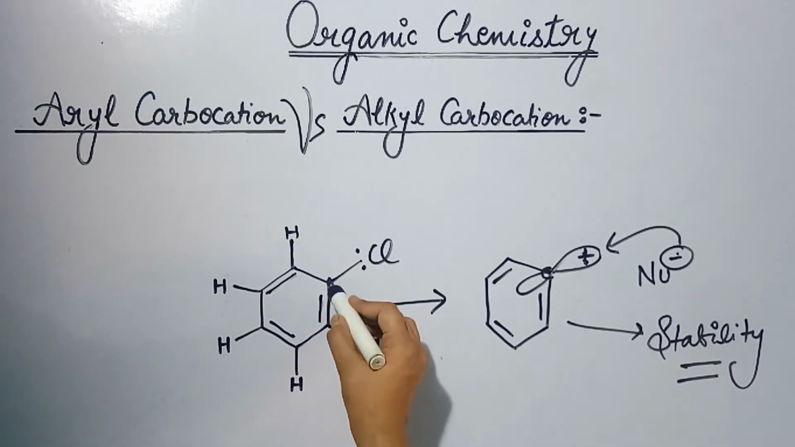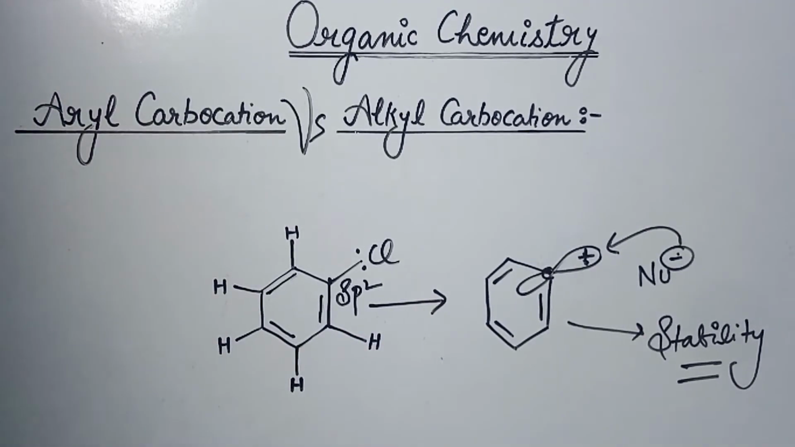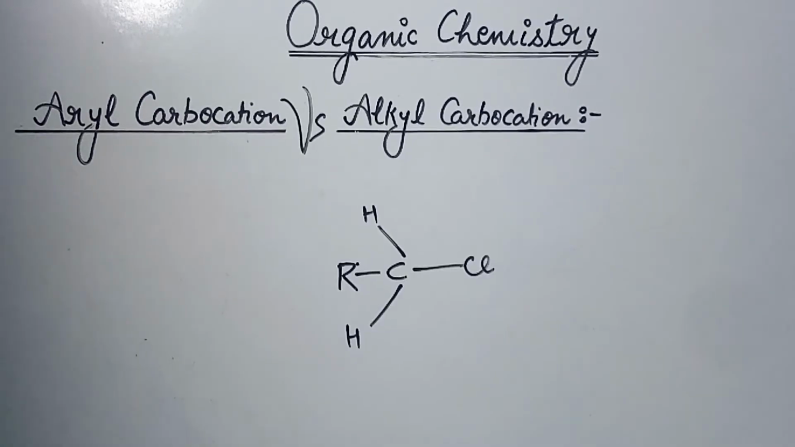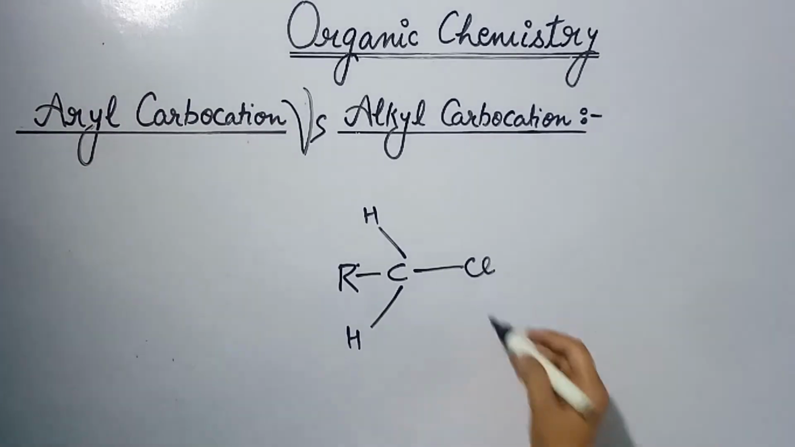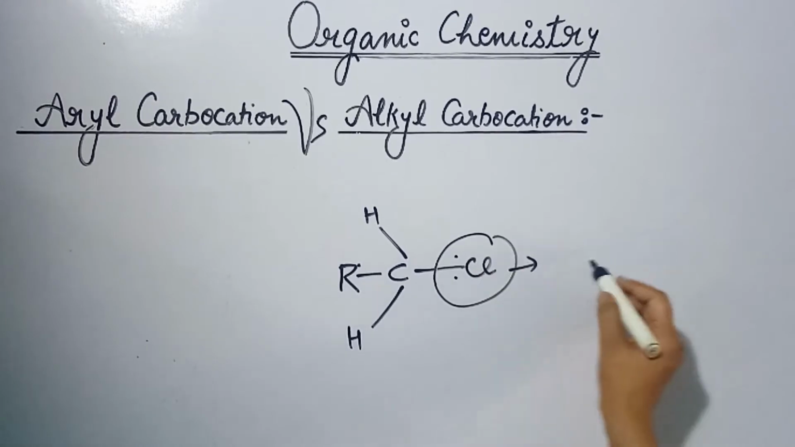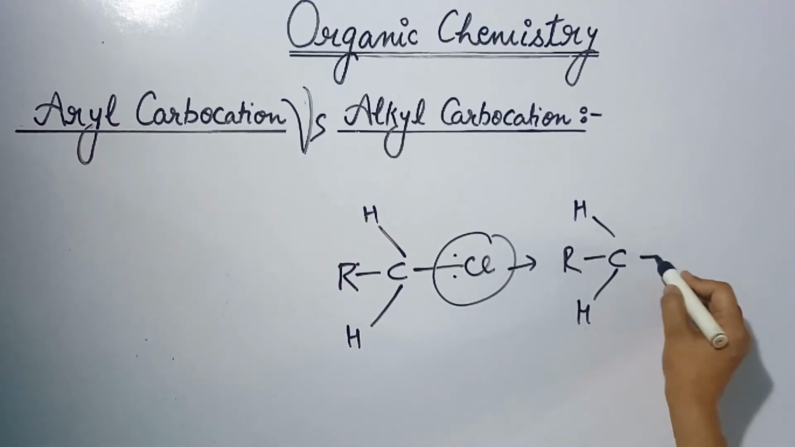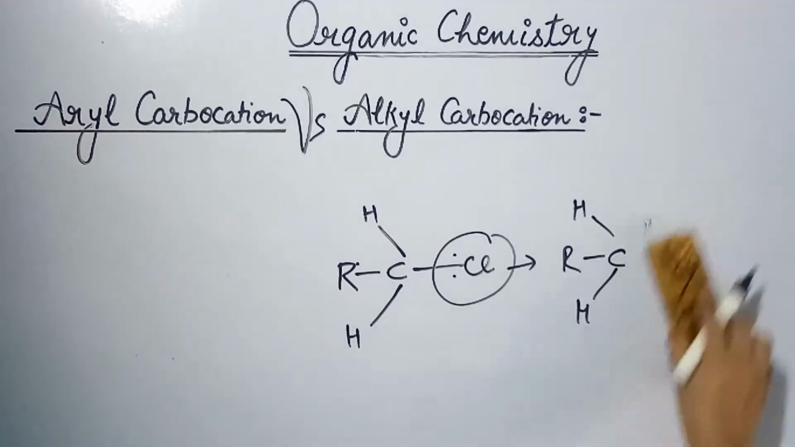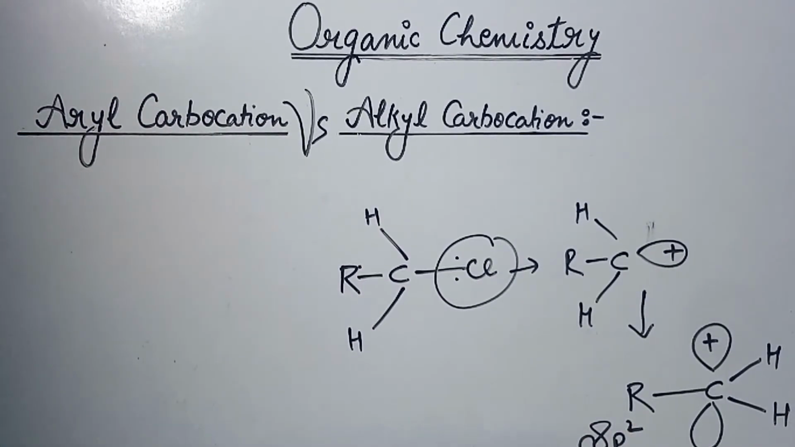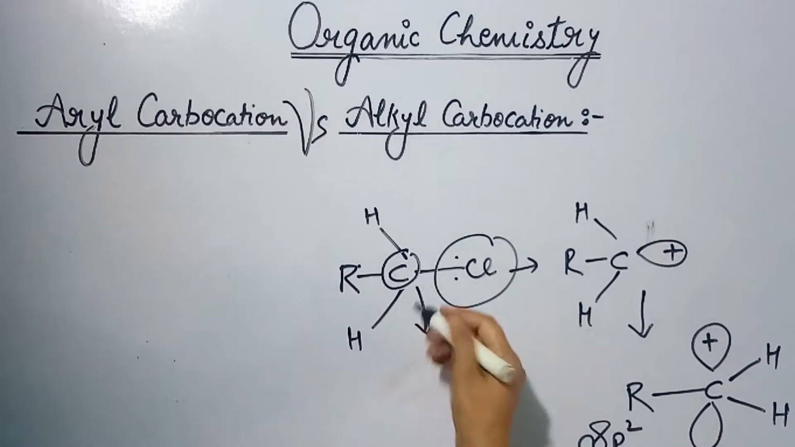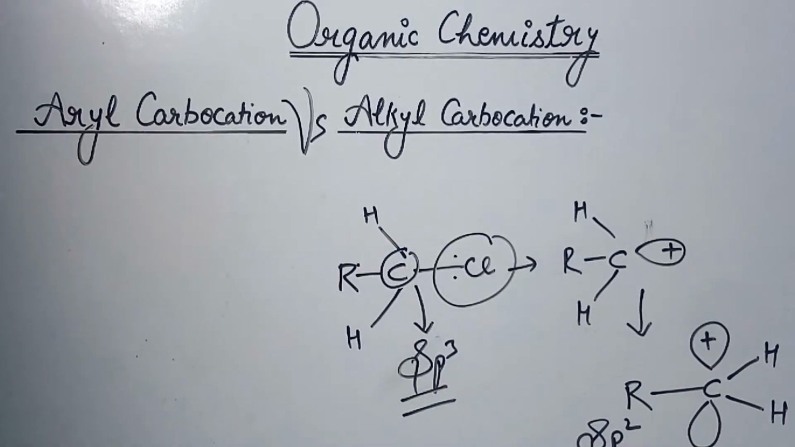One more thing you have to keep in mind, that this carbon is sp2 hybridized. Okay, so I'll discuss why I'm saying this. Now before comparing aryl and alkyl carbocation, let us discuss the alkyl carbocation also. So here you can see the chlorine atom. When it is removed, the carbocation will be formed like this. Okay, now this will change its configuration to this one. Now this carbon was originally sp3 hybridized. It has changed its configuration to sp2.